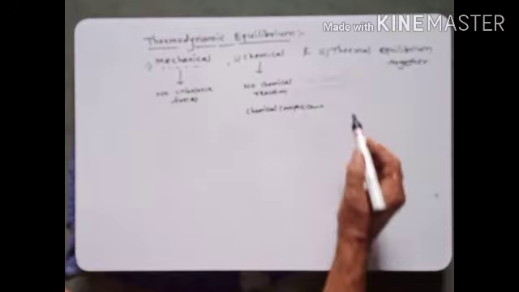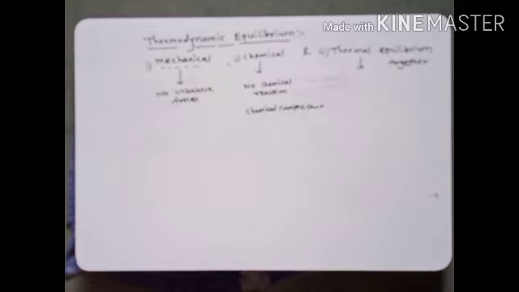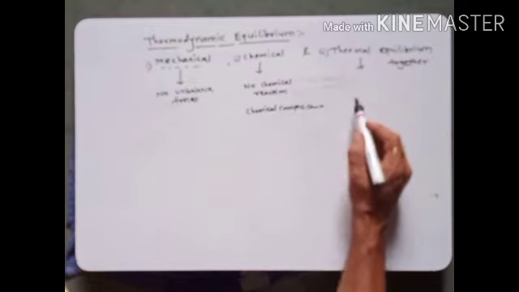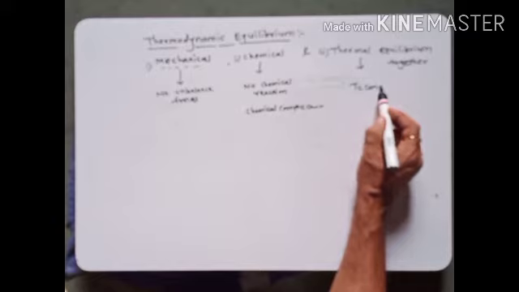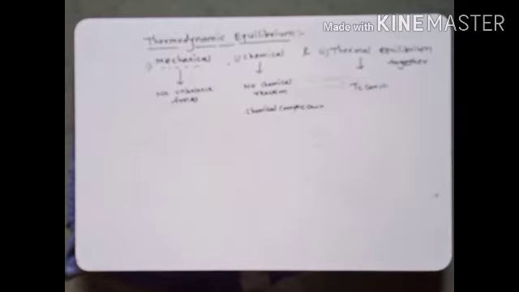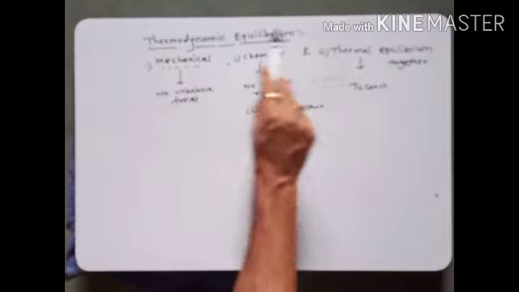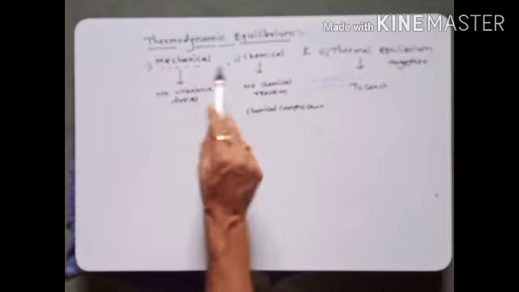Now here we can see the third one, thermal equilibrium. When temperature of the system is constant, T is equal to constant, or doesn't change, then it is said to be in thermal equilibrium. And when the system is together in these three equilibriums, mechanical, chemical and thermal, then that system is said to be in thermodynamic equilibrium.